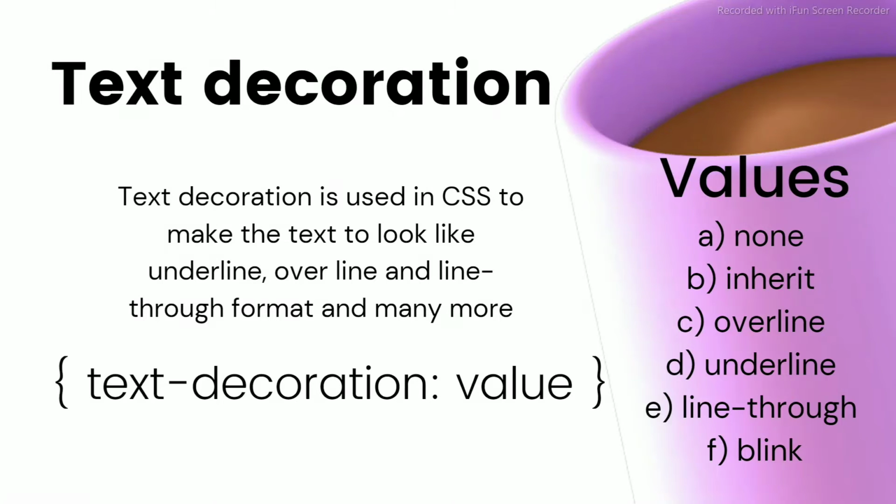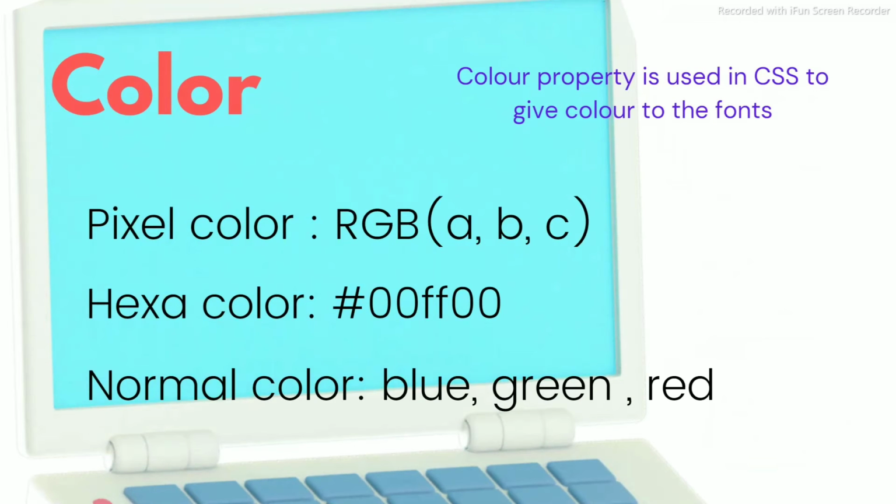Color for CSS fonts is given in three formats. The first is pixel, the next is hexa, and the other is normal. Normal color includes green, blue, red, light red, aqua, and many more. The pixel color includes RGB. RGB means red, green, blue.